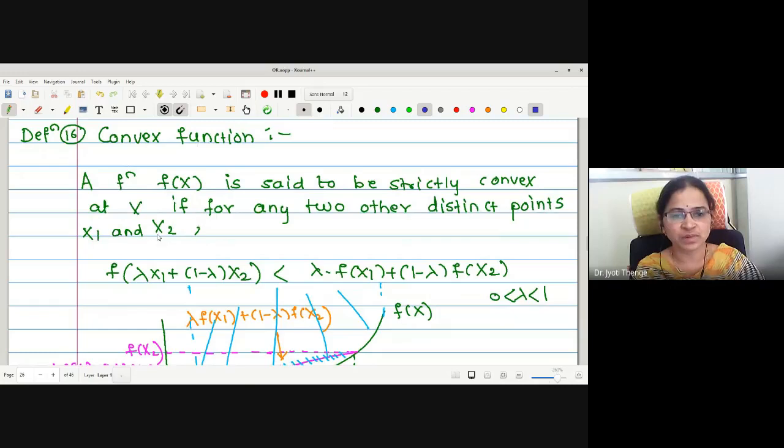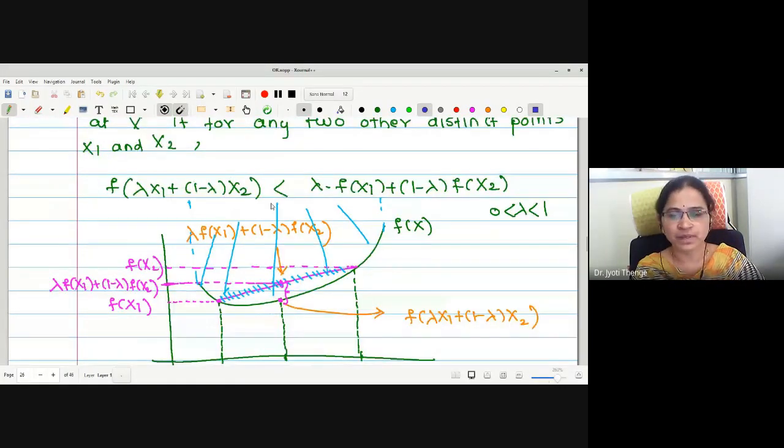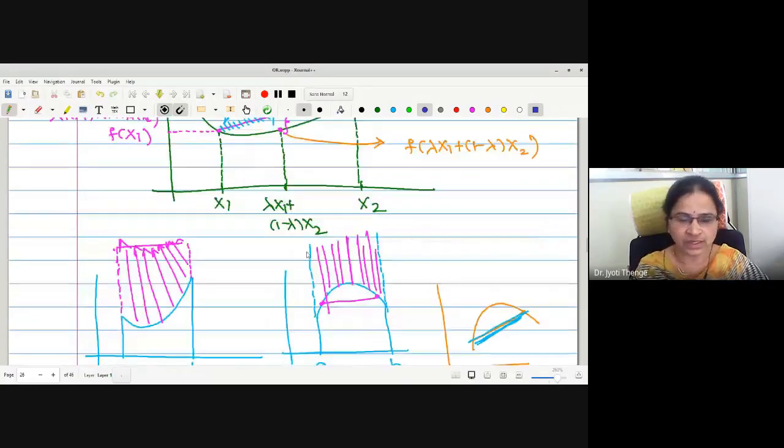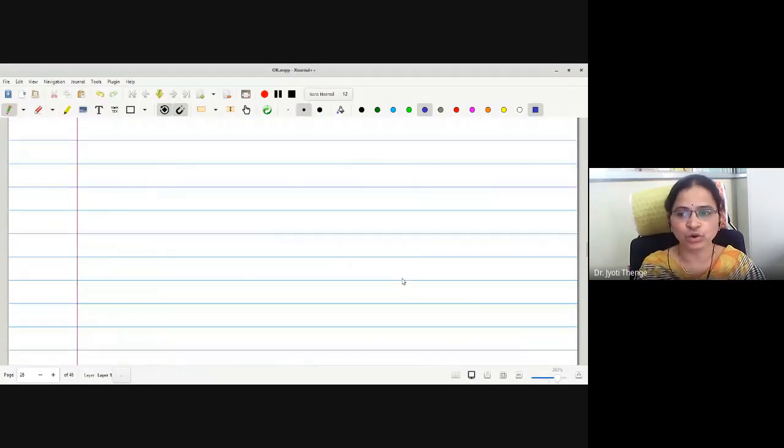Convex function is a function satisfying this inequality: f of lambda x1 plus 1 minus lambda x2 is less than or equal to lambda f of x1 plus 1 minus lambda f of x2. We have discussed in detail how this convex function is going to work out.